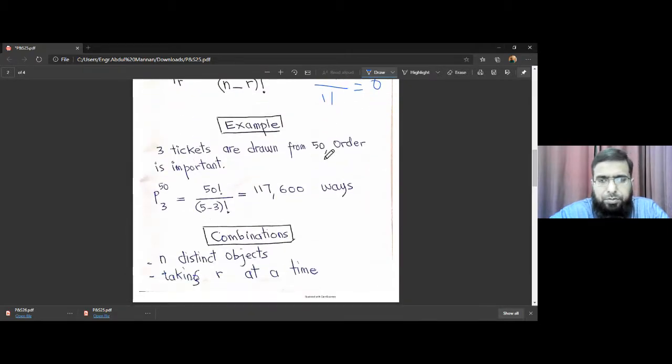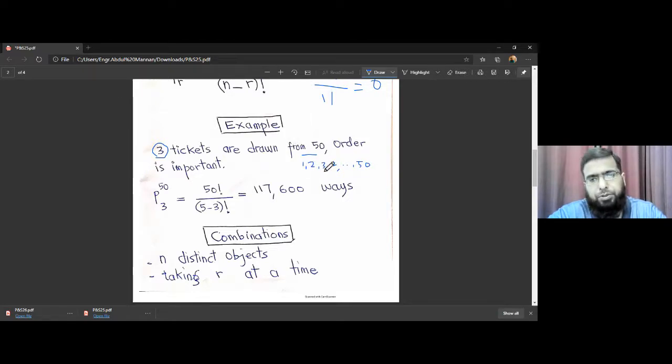For example, we have to draw 3 tickets from a lottery where we have 50 tickets. Order is important. How many ways can we select these 3 tickets? For example, the tickets are 1, 2, 3, 4, 5, 6, 7, 8 up to 50. So we can select 1, 2, 3. We can select 1, 3, 4, or 1, 4, 5. So in how many ways can we select this? Order is important.